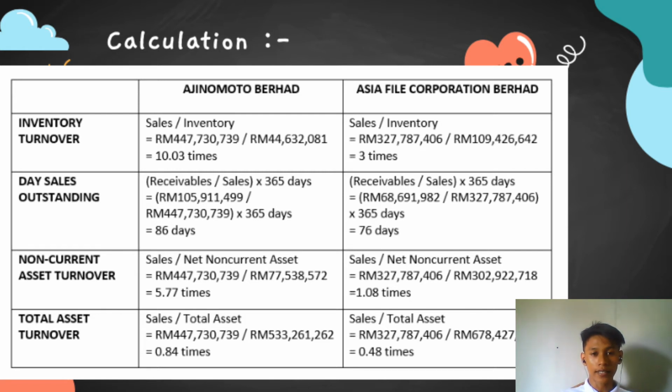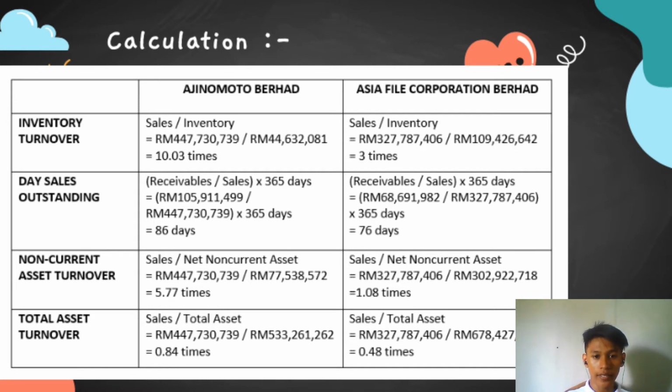Next is days sales outstanding: receivable divided by sales times 365 days. Ajinomoto takes 86 days to receive payment, and Asia File Corporation Berhad takes 76 days. So Asia File Corporation Berhad is better.